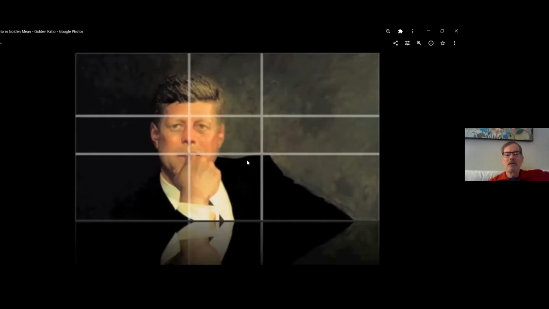It isn't always best to put the dominant subject right in the center, and you can get some nice effects when it's placed in a balanced manner otherwise.